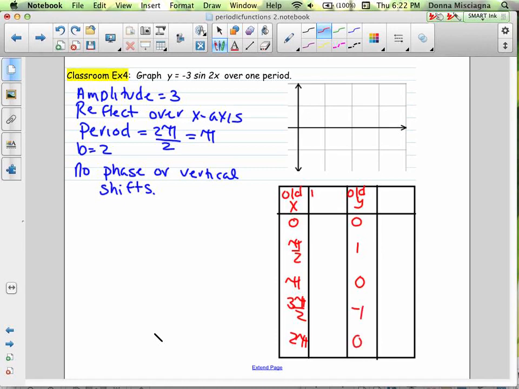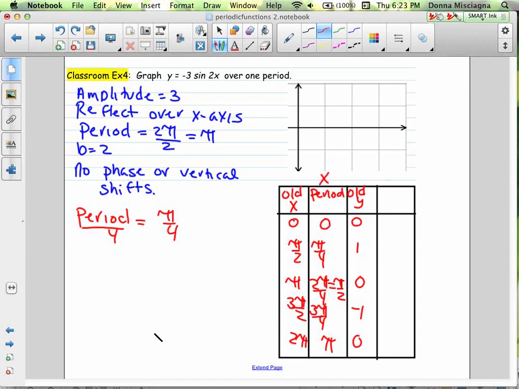Let's change the x values with the period. Well, we still start at 0, but we need to take the period, divide by 4, which gives us pi fourths. So we're going to count by fourths because we're going to be done at pi. All right, so 0 plus pi fourths is pi fourths. Pi fourths plus pi fourths is 2 pi fourths, which is pi halves. And then 2 pi fourths plus pi fourths is 3 pi fourths. So we've got our x values.